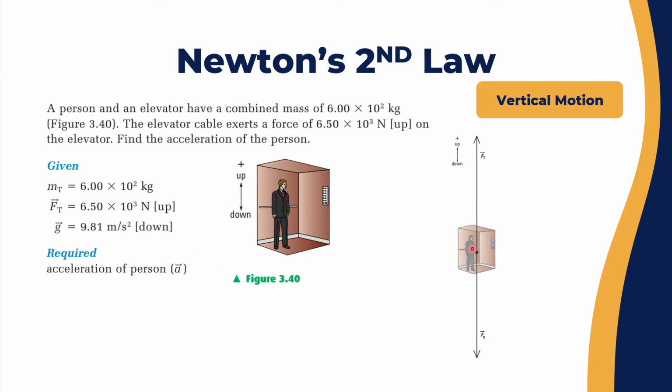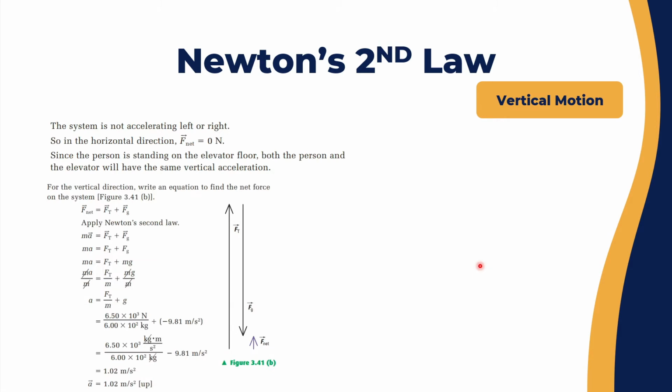In the free body diagram, you have F tension, the tension of the cable pulling upward, and you have the gravitational force pulling downward on the elevator and the person system. In this case, the elevator and the person are one system. The system is not accelerating left and right, it's just going up and down, so the F net on the horizontal axis would equal 0. But for the vertical direction, we write the equation to find the net force.